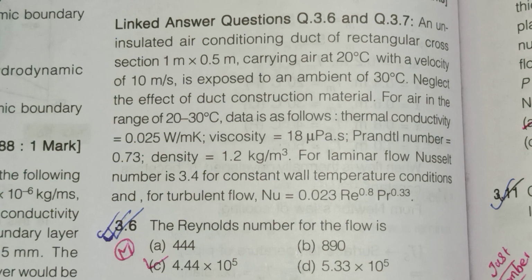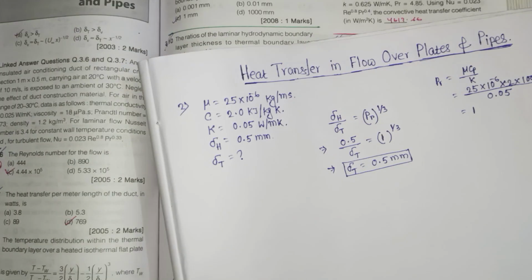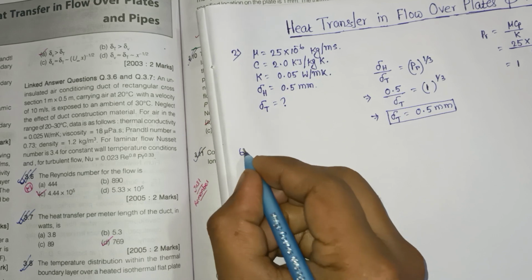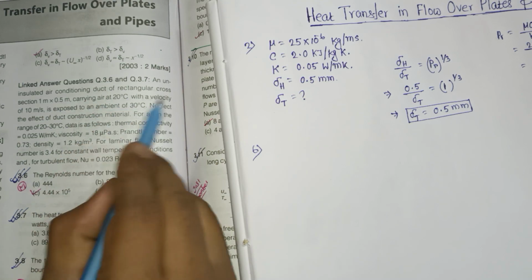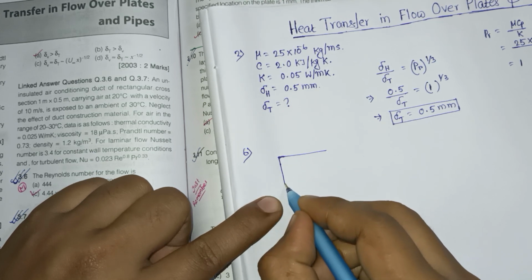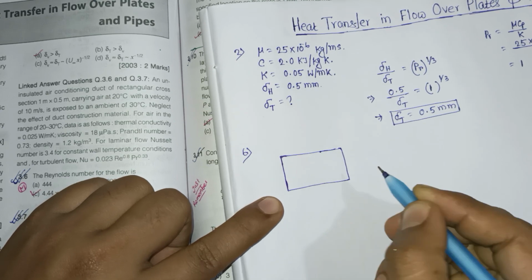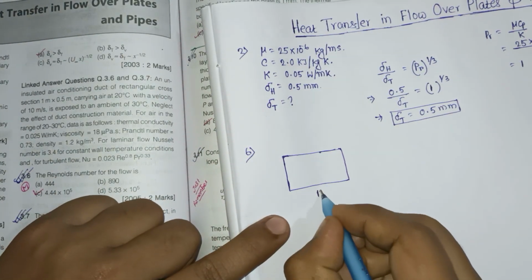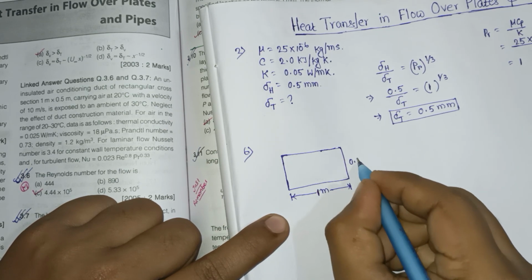Okay, so write down what is given in this question. First you have to write what is given in question number 6. An uninsulated air conditioning duct of rectangular cross section. So this is the rectangular cross section, 1 meter into 0.5. So this is 1 meter, and this is 0.5 meter.